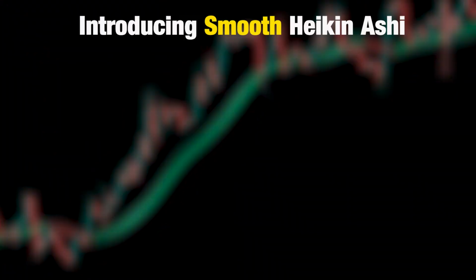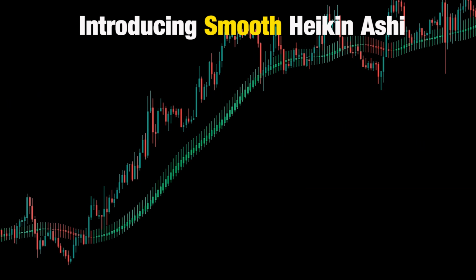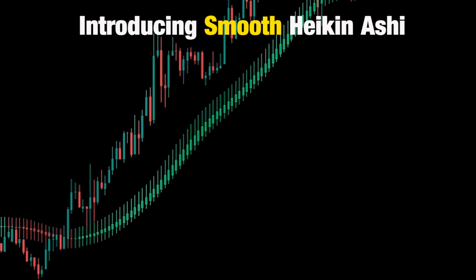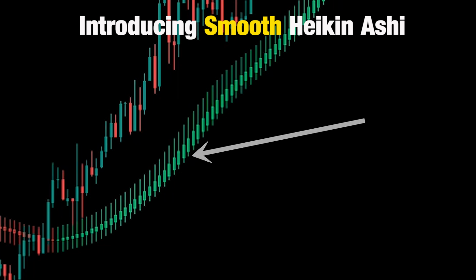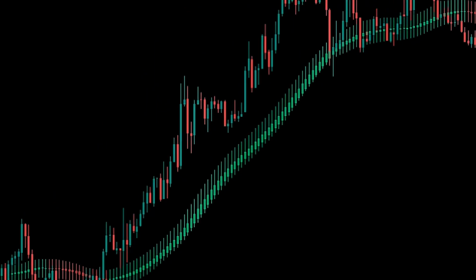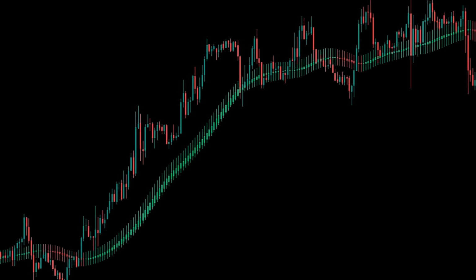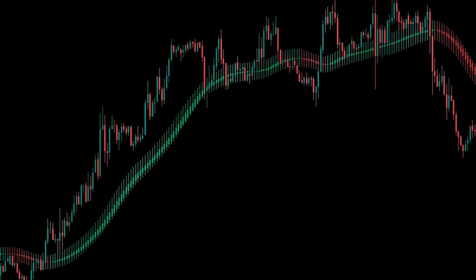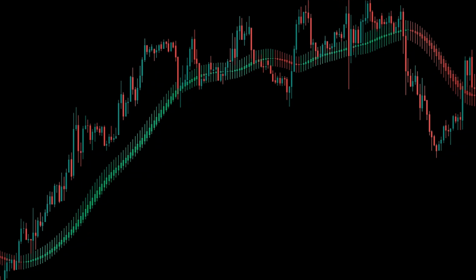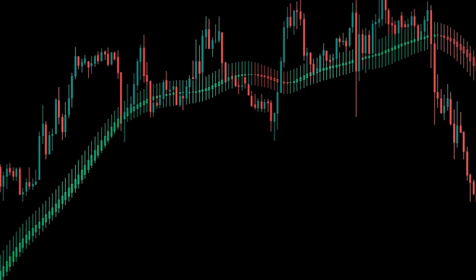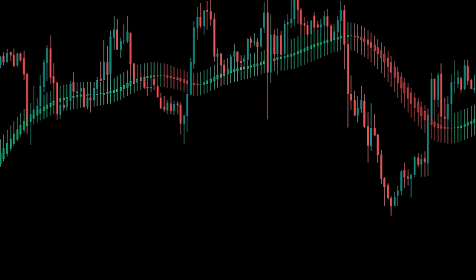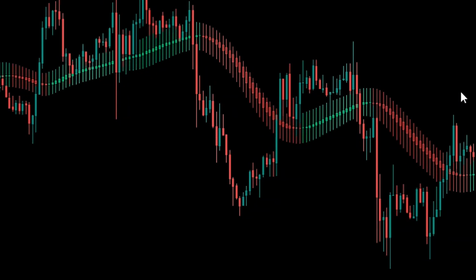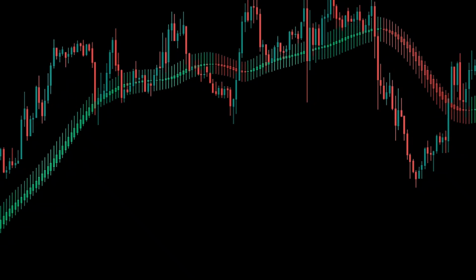Introducing Smooth Heikin Ashi. To overcome this challenge, a new indicator called Smooth Heikin Ashi has been developed. Unlike the old versions that completely alter the price chart, Smooth Heikin Ashi acts as an additional layer over the actual chart. This allows traders to benefit from the capabilities of this indicator while still maintaining a view of the actual price. Additionally, Smooth Heikin Ashi performs significantly better at filtering out severe market fluctuations.